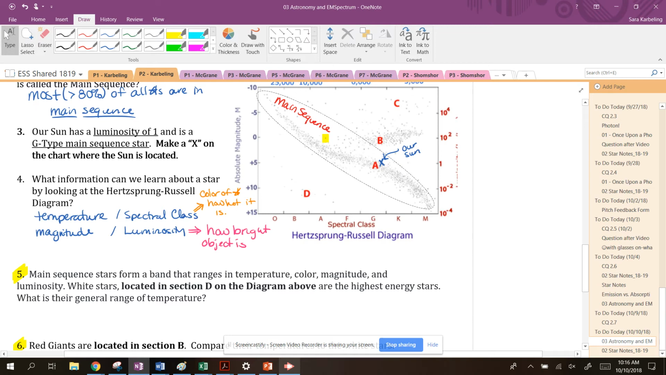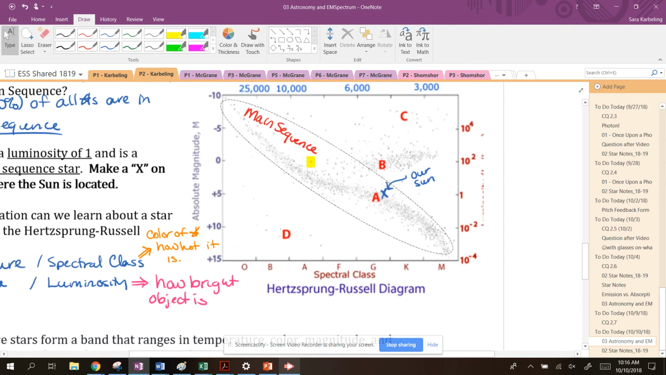What is their general range in temperature? I'll help you out if you need help. 10,000. That's a good area. So if we just look at where these guys are, they're like this. Does that make sense? So 10,000 is absolutely in that range.